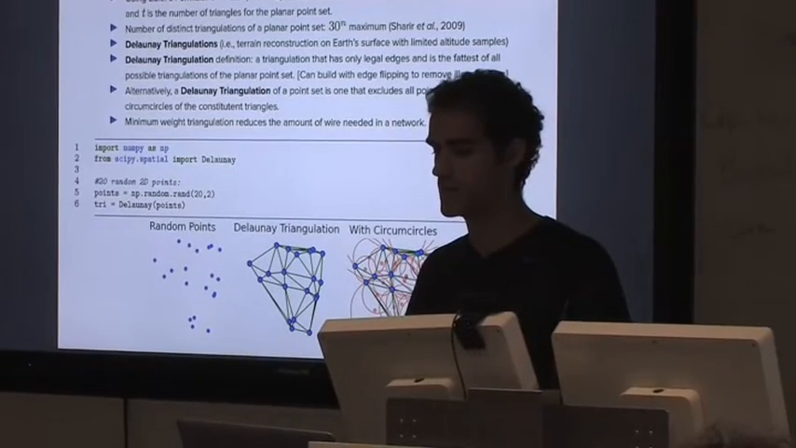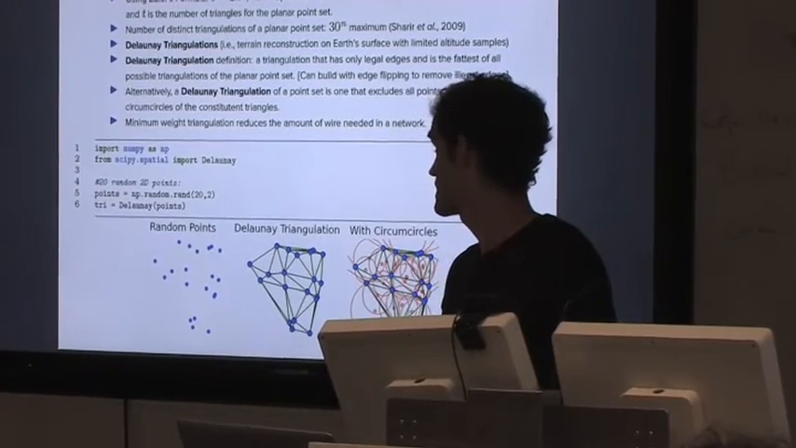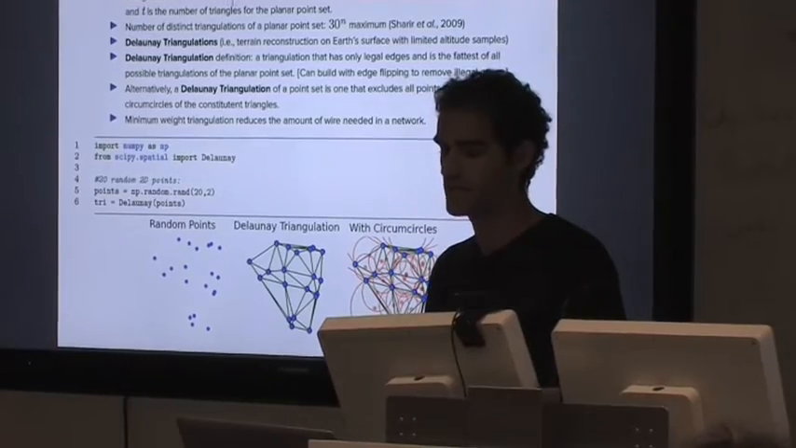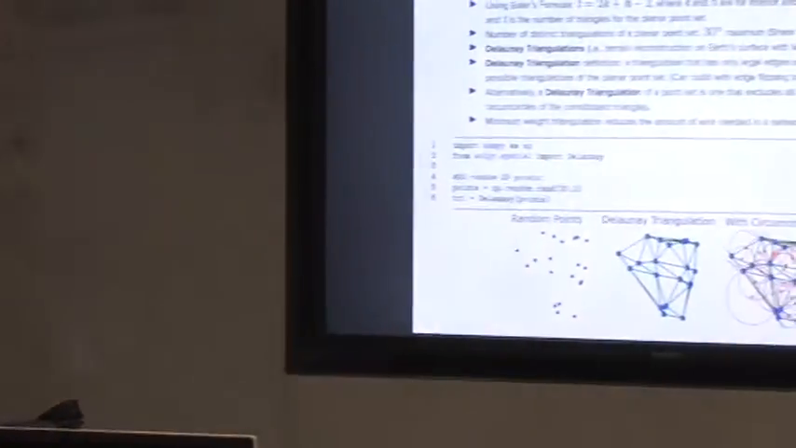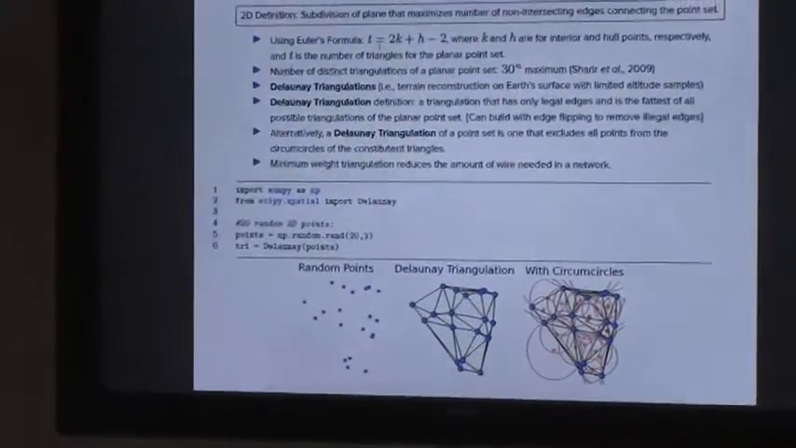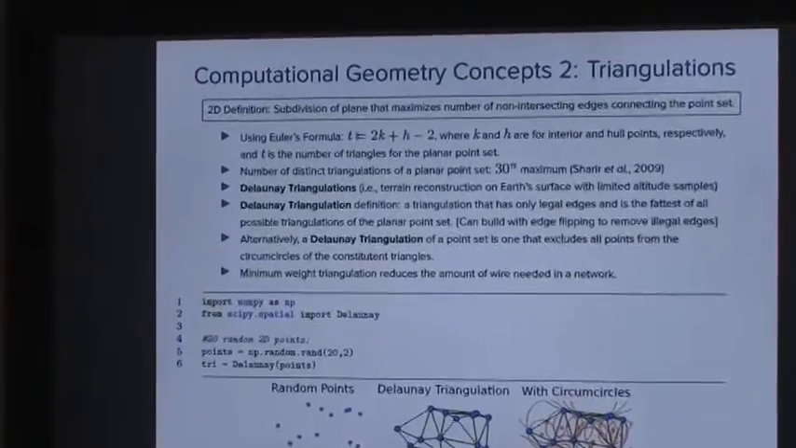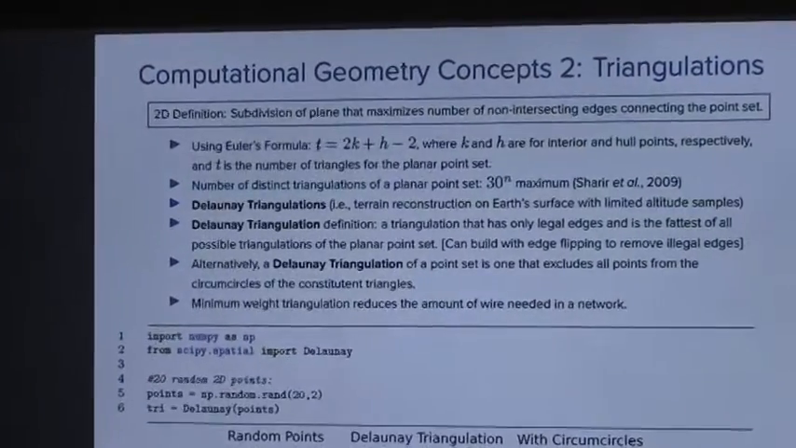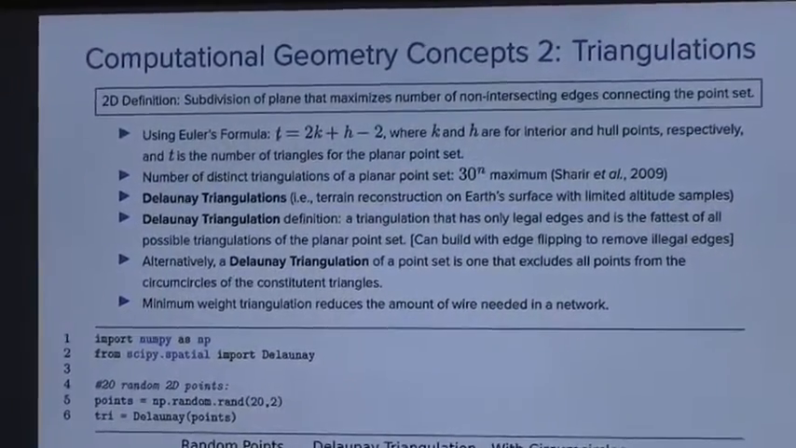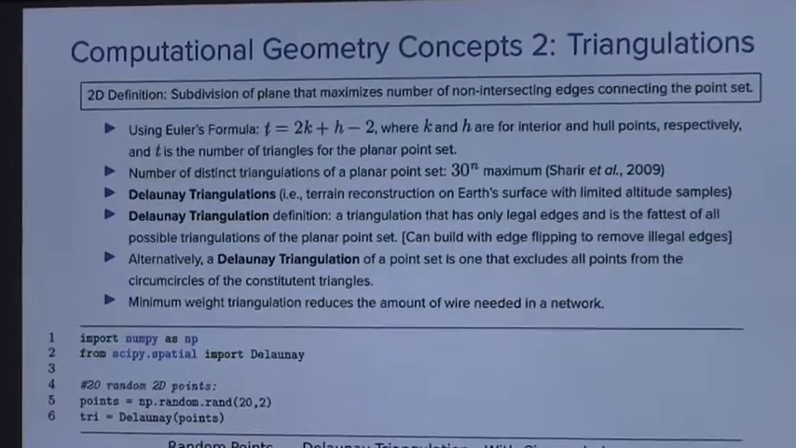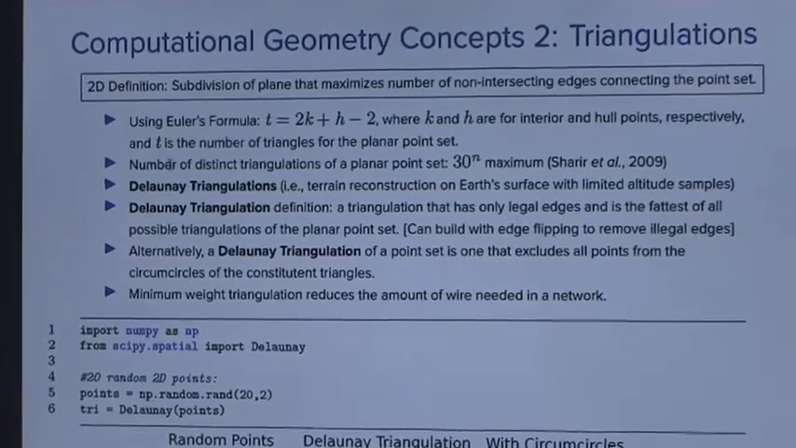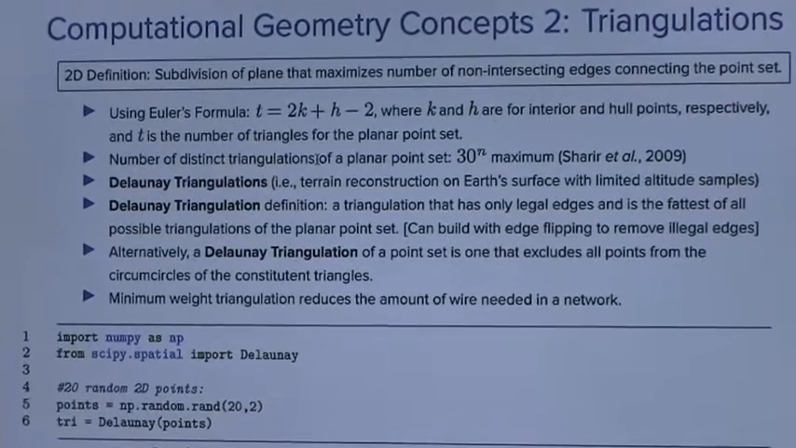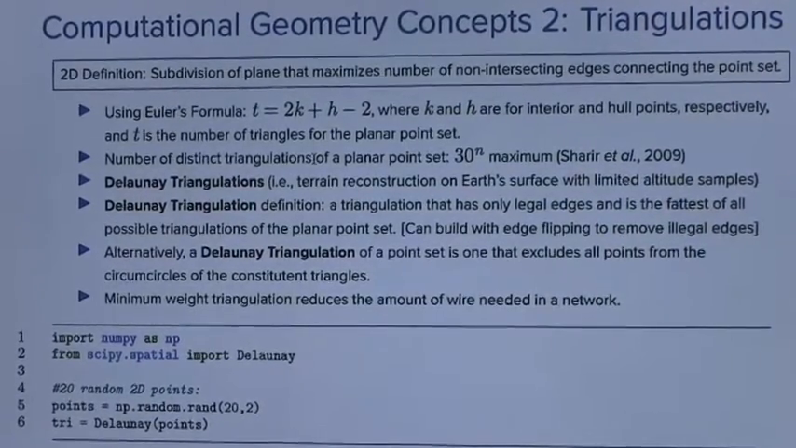two-dimensional space. So here T is just the total number of triangles. K is the number of interior points, so the points that are not on the convex hull, and H is the number of points that end up in the convex hull. So you can see that for a given set of points, T, the number of triangles in a planar triangulation is always fixed. It's always the same number of triangles. However, we don't actually have a great way to figure out how many different triangulations with that same number of triangles exist.